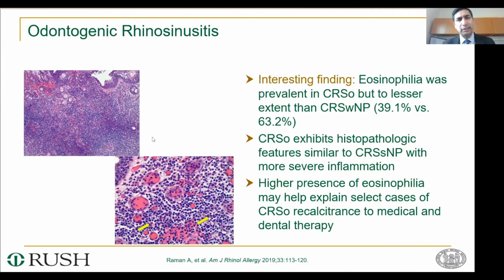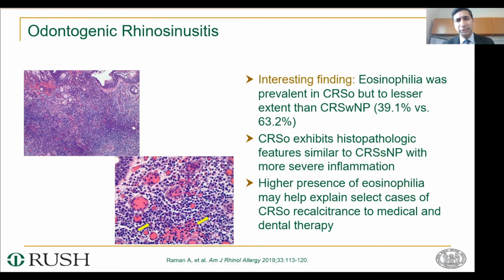Here you can see on this histology, these are odontogenic rhinosinusitis cases. You can see very severe inflammation in this representative histopathology. You can see the underlying inflammatory cells. And what we found, interestingly, is that there was a fair bit of eosinophilia in this variant, but less so than the polyp patient, but certainly more than the CRS without polyps.